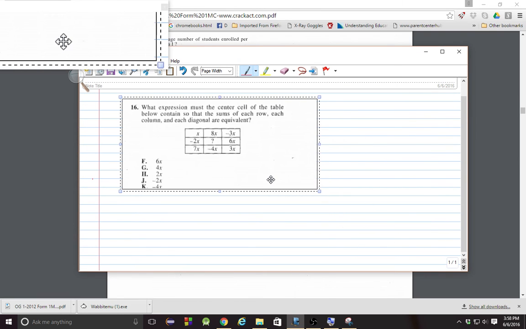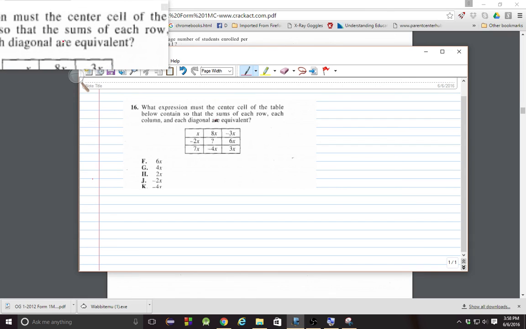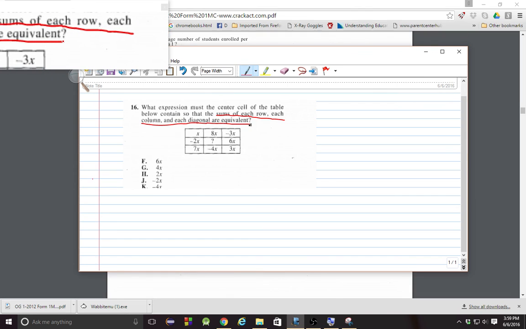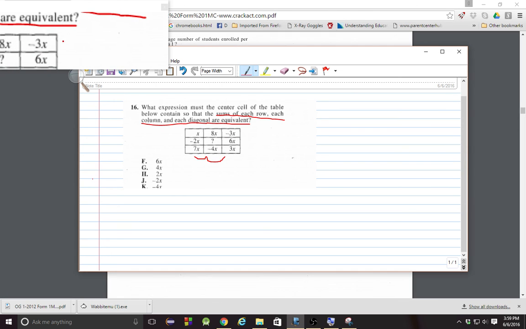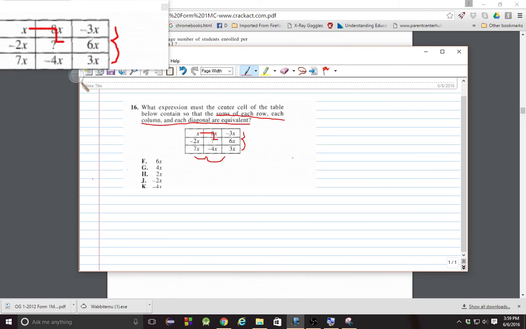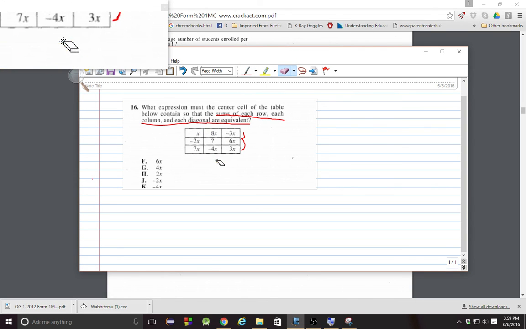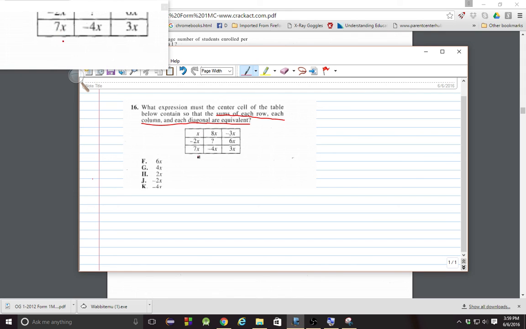What expression must the center cell of the table below contain so that the sums of each row, each column, and each diagonal are equivalent? So the sum of this, and this equals the sum of this, and this, which equals this, and this. But we're given certain numbers here, or variables. This is in terms of variables.